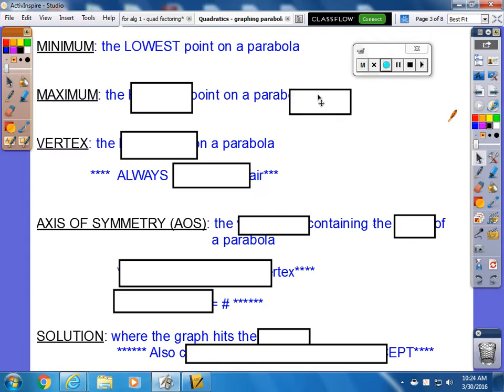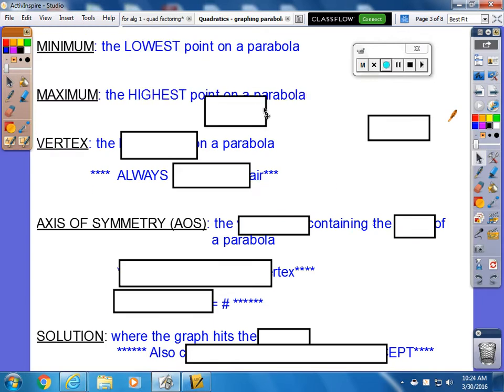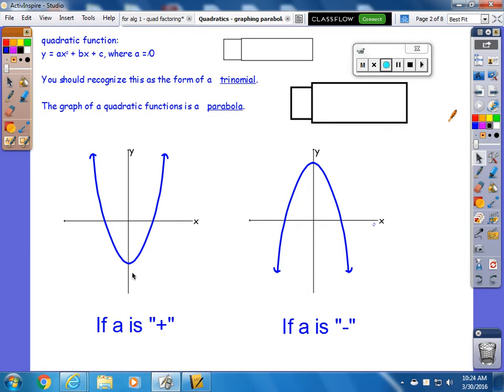So the minimum is the lowest point on the parabola, and the maximum is the highest point. So let's look back at this. A positive parabola has a minimum, because that's the turning point of where it starts. It's going down, it turns, and goes back up. That's the minimum point. This is the maximum point. When it's a negative parabola, you have a max.